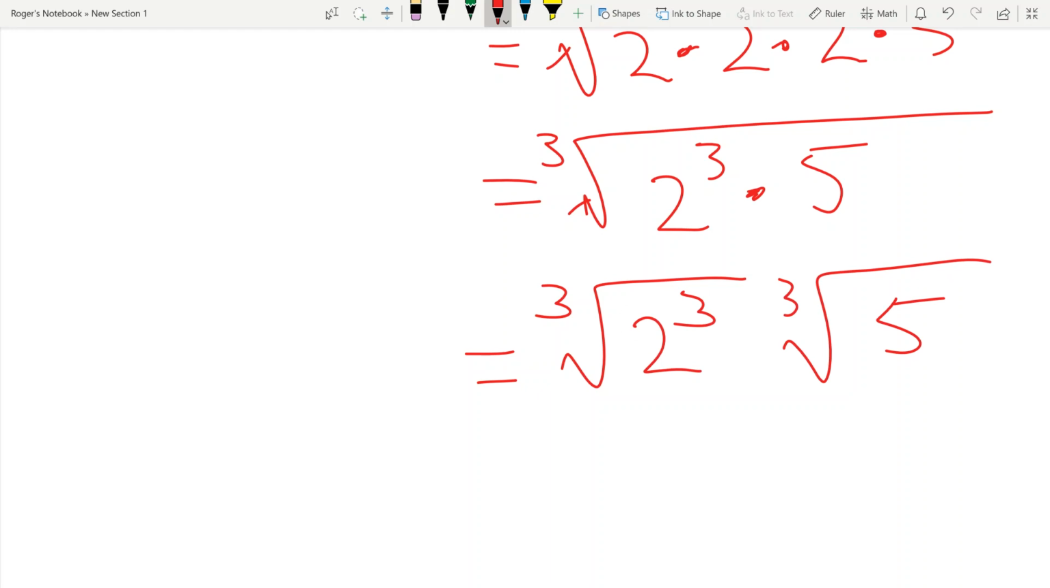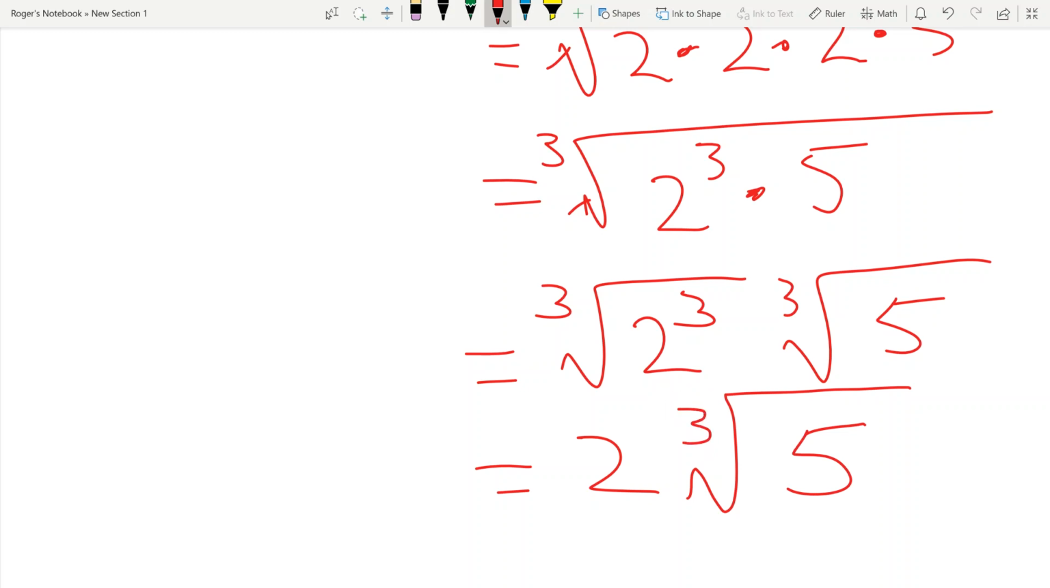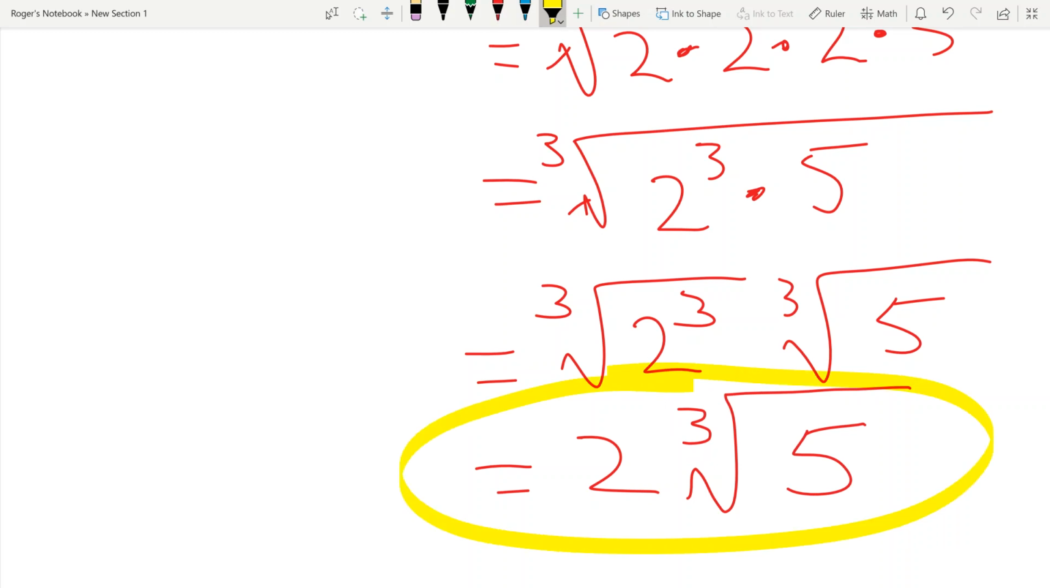Notice that the other roots behave in the same way. You can split them apart like that. So this is the cube root of 2 cubed times the cube root of 5. Cube root of 2 cubed is just 2 times the cube root of 5. 2 times the cube root of 5, and that doesn't look too good. Let's write this a little better. Two times the cube root of 5. That's our simplified expression. Now you need another word.